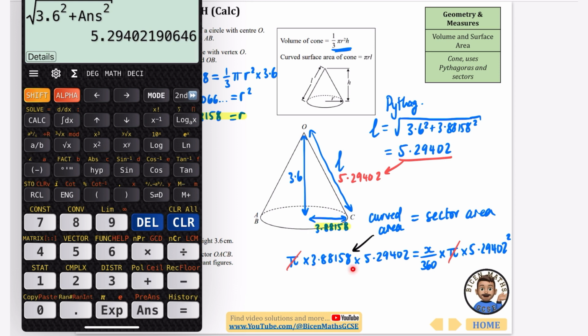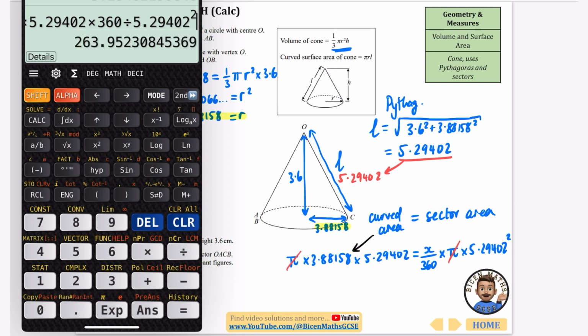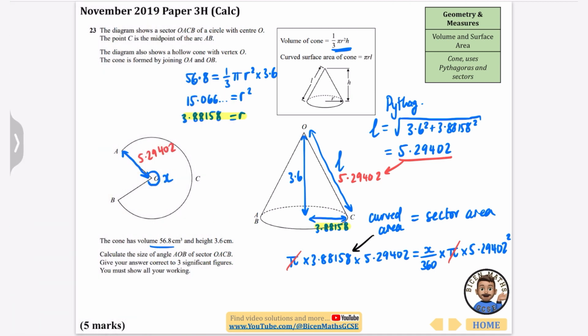So I'm going to type this thing first of all. So that's 3.88158 times 5.29402. And now I'm going to get rid of this divide by 360 by multiplying by 360. And I'm going to get rid of this multiplying by 5.29402 squared by dividing by 5.29402 squared. And that's going to give me straight away that the answer for x to three significant figures is 264. So we get that x is equal to 264 degrees, which is pretty difficult.